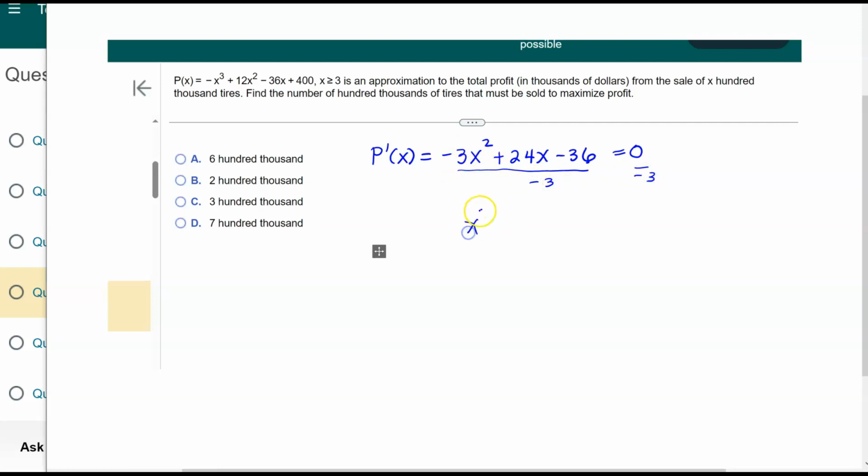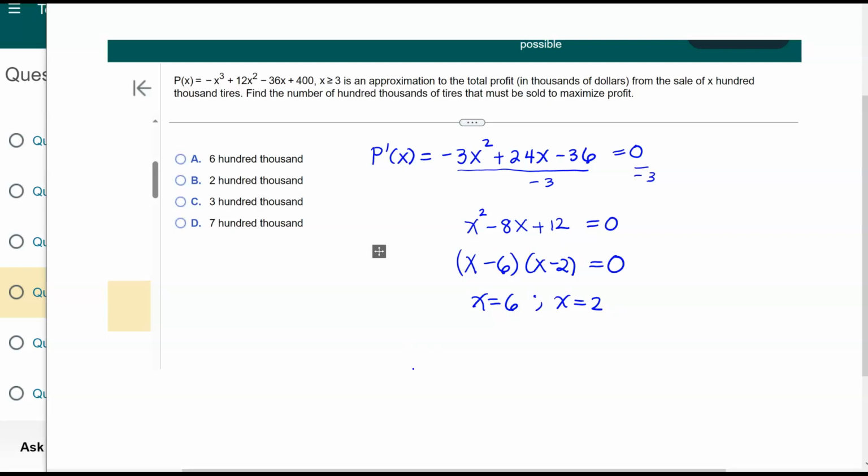So we have positive x squared. 24 divided by negative 3 is minus 8, so negative 8x. And negative 36 divided by negative 3 is positive 12, equal to 0. And now let's factor this out. So we have x minus 6 times x minus 2 is equal to 0. So x is equal to 6, or x is equal to 2. These two are the possible location for the maximum.